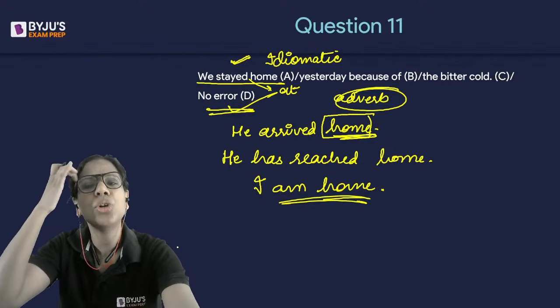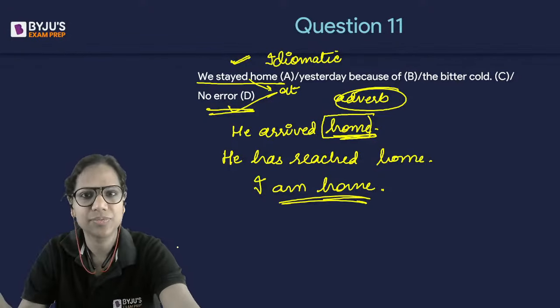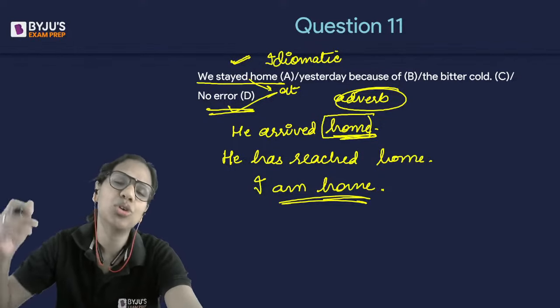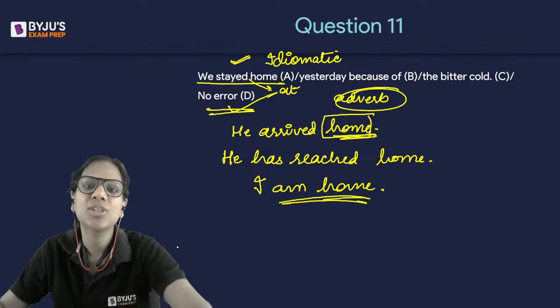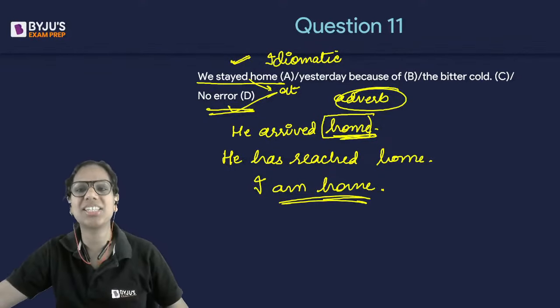So, what time did you get home last night? We say this, no? What time did you get to your home last night? तो नहीं बोलता कोई भी. So home is being used as an adverb here. This is correct. No error in question 11.